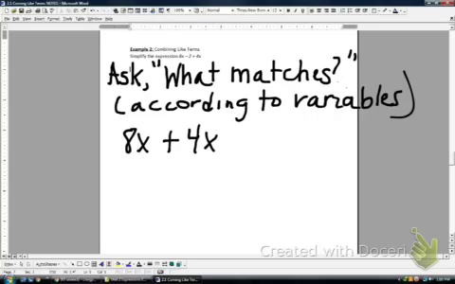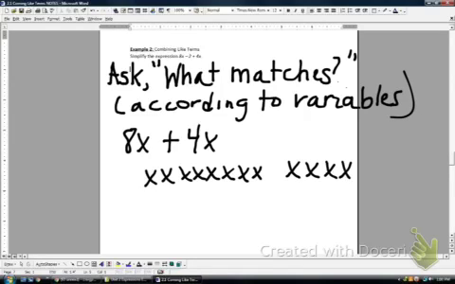So that's like saying I have 8 x's in this group and I have 4 x's in this group. How many x's do I have total? 1, 2, 3, 4, 5, 6, 7, 8, 9, 10, 11, 12. So I have 12 x's total. So I've simplified that. I've taken my 8x's and my 4x's and I've combined them for 12x.